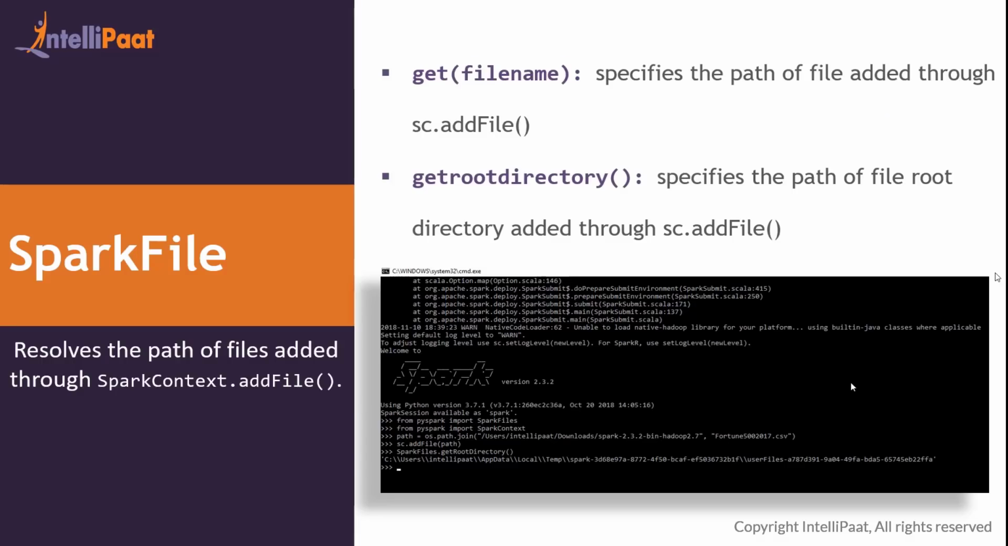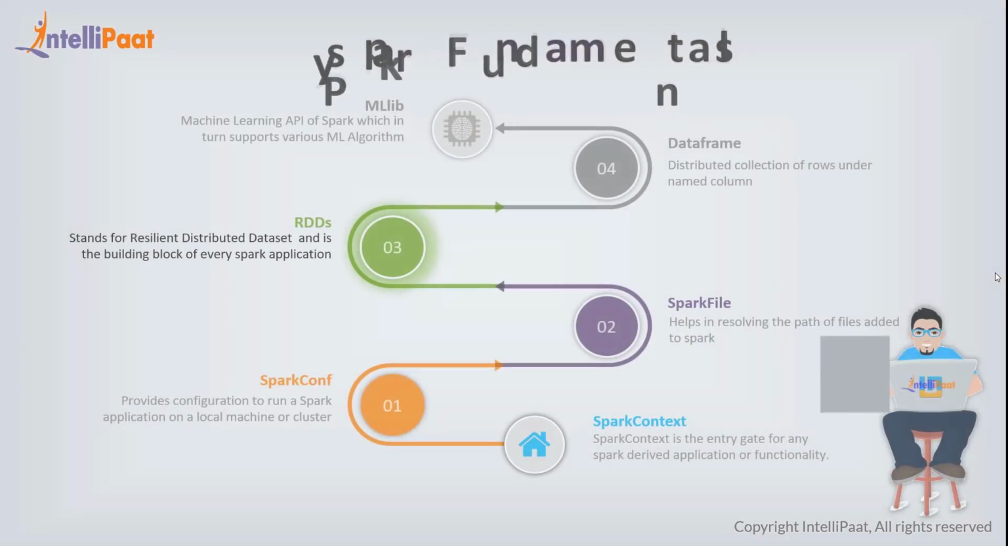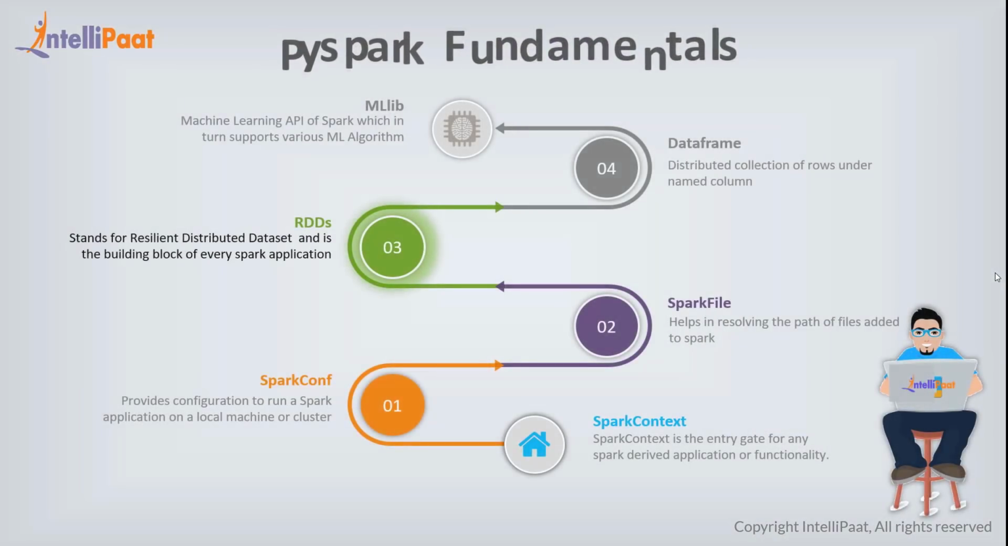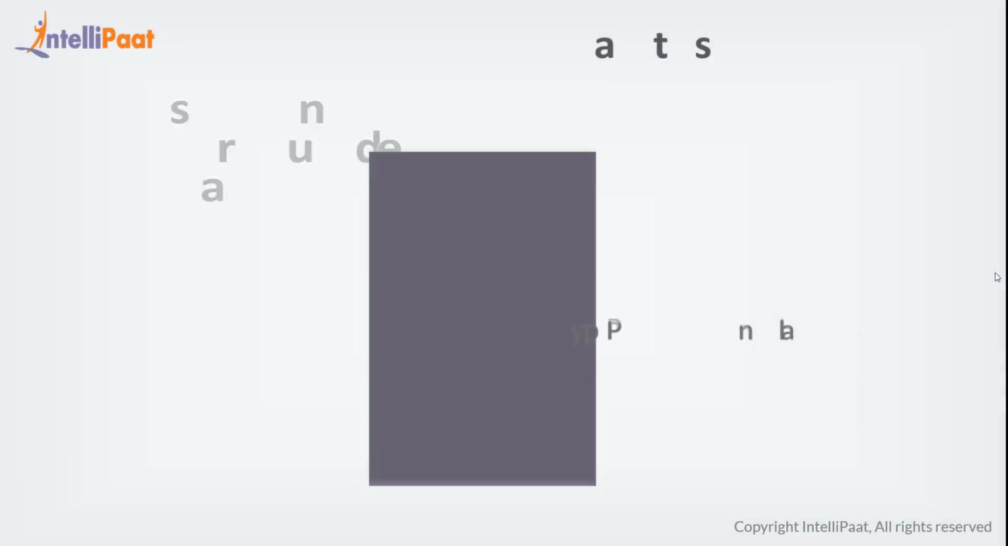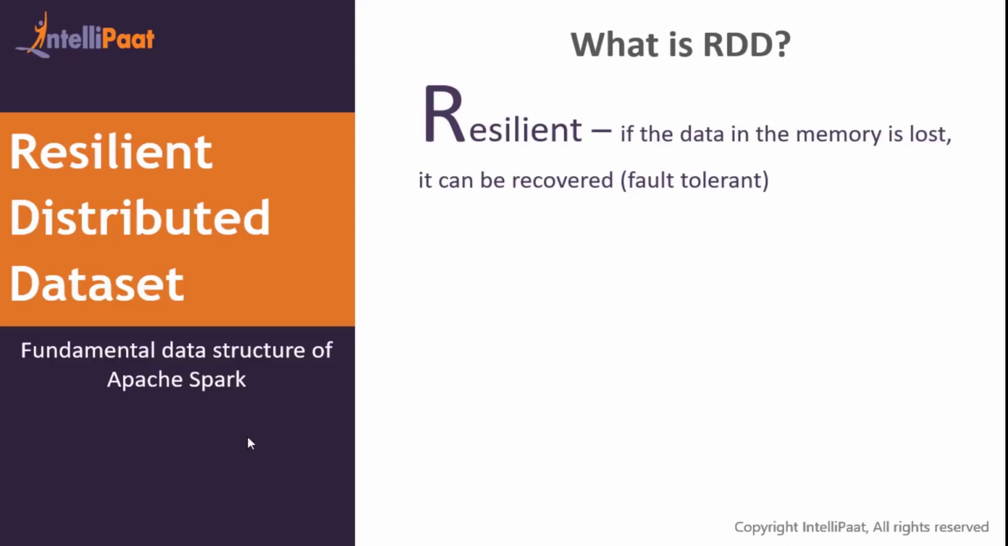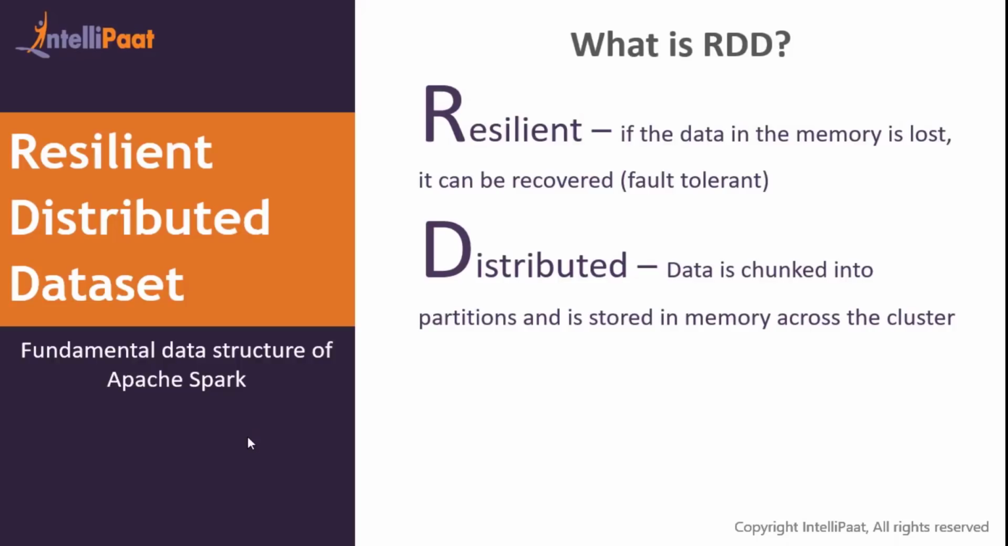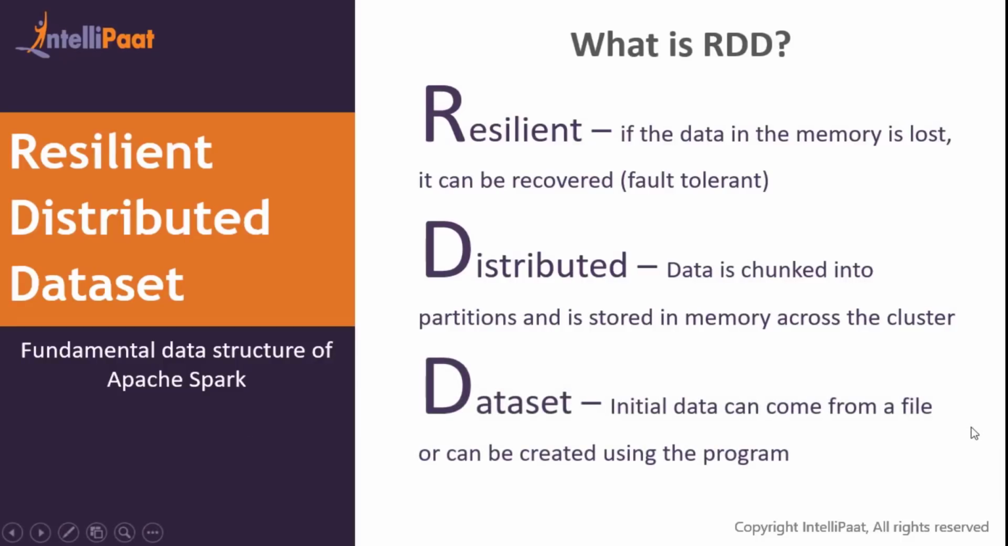Alright. So moving ahead, in PySpark fundamentals we have RDDs. This is a very important concept that you have to learn. It stands for Resilient Distributed Dataset and is a building block of every Spark application. So what is RDD? Resilient means that if the data in memory is lost, it can be recovered. That is its fault tolerant behavior. Next is distributed. The data is chunked into partitions and is stored in memory across the cluster. And finally, it's a dataset. That is, the initial data can come from a file or it can be created using a program.